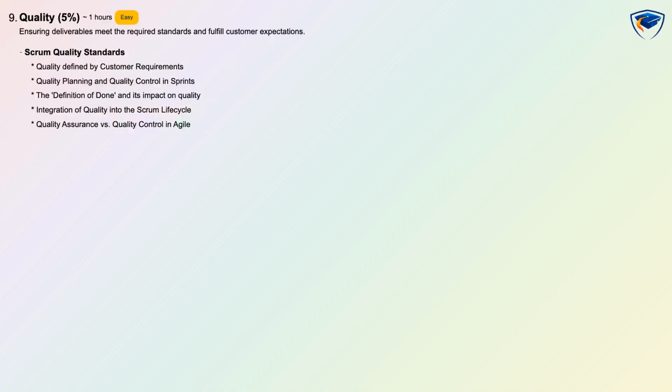Quality is 5%, easy, and requires about 1 hour of study with conceptual and scenario questions. You will learn how quality is defined by customer requirements and how to integrate quality planning and control into sprints. The domain covers the definition of done, how it affects deliverable quality, and the difference between quality assurance and quality control. Expect scenarios on embedding quality practices across the Scrum life cycle.